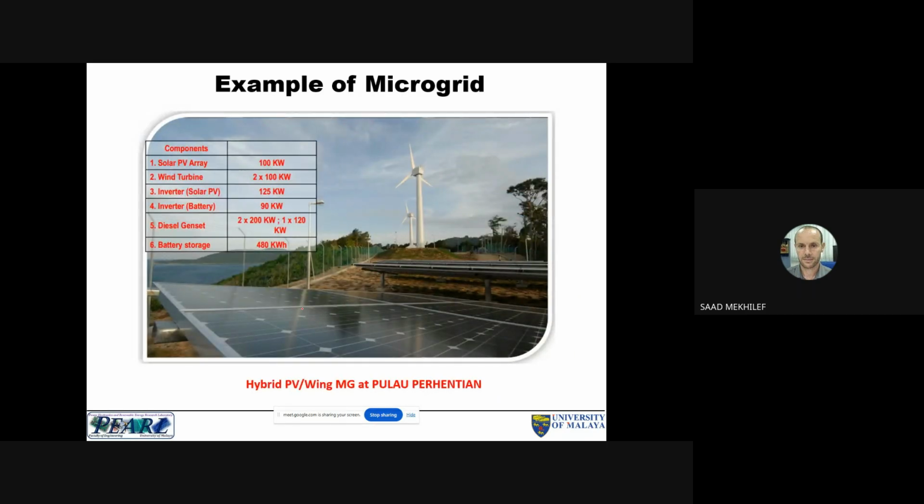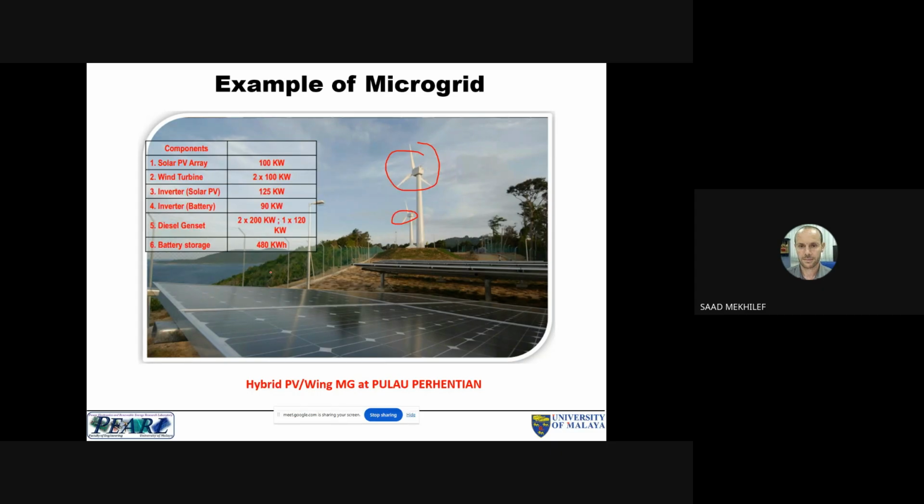Different combinations, as I say, depend on the locations. And this is another example where we have wind, because this area you can see here is facing the sea. There's a sea here, so they have good wind access. The solar is 100 kilowatts. For wind turbines, there are 2 of 100 kilowatt each. We have an inverter of 125 kilowatts and an inverter of 90 kilowatts. Diesel generators, there are 2 of 200 and 1 at 120, and then the battery at 480 kilowatt hour.